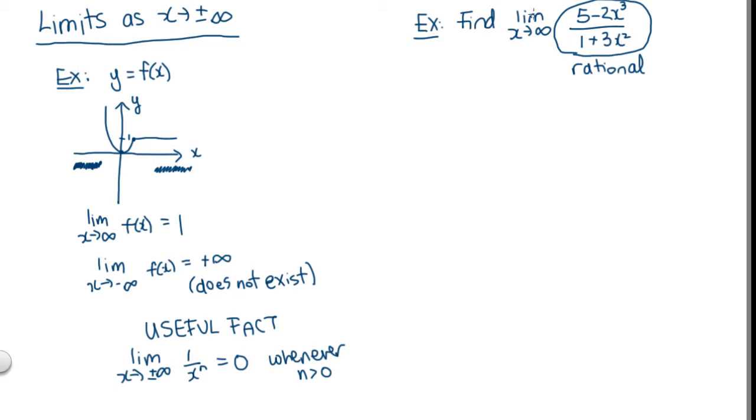And whenever we're looking at a limit as x goes to infinity, or a limit as x goes to negative infinity of a rational function, there's a specific technique that we use to find the limit. What we're going to do is divide each term by the highest power of x that appears in the denominator of the rational function. So the highest power of x in the denominator is x squared. We're going to divide each term by x squared.